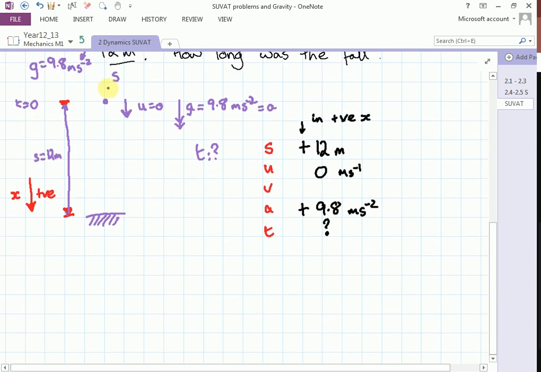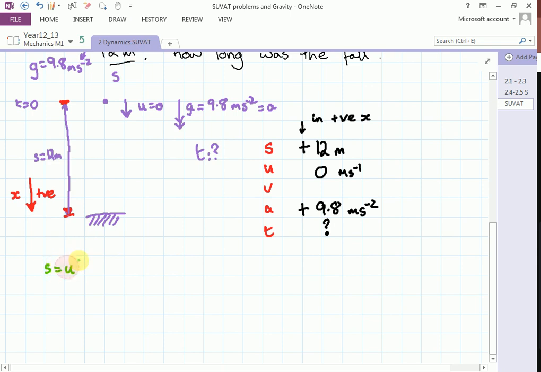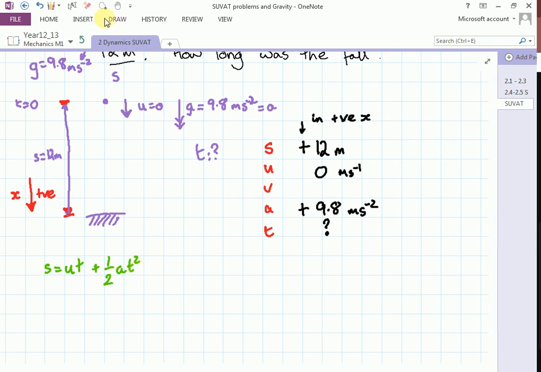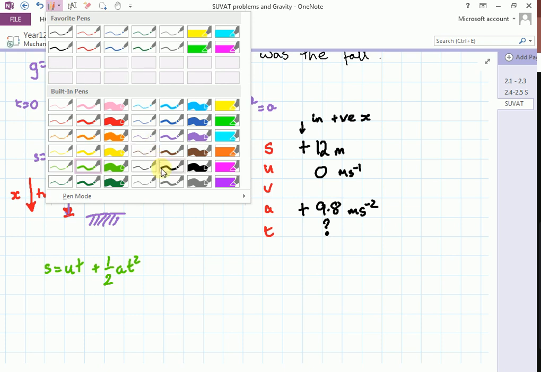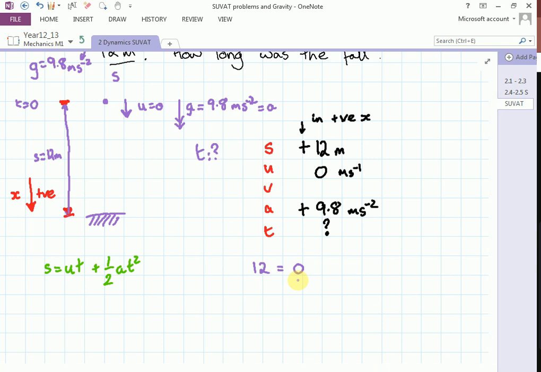So we now put in, we think, S equals UT, add on 1/2 AT squared. You don't get marks just for writing the equation down. But you will get marks for showing correct substitution, normally your first method mark. So S is 12, U is 0. Is that in the booklet? No, there's no mechanics formula. You need to learn them all. Luckily, there's not actually that many, and most of them make a bit of sense.